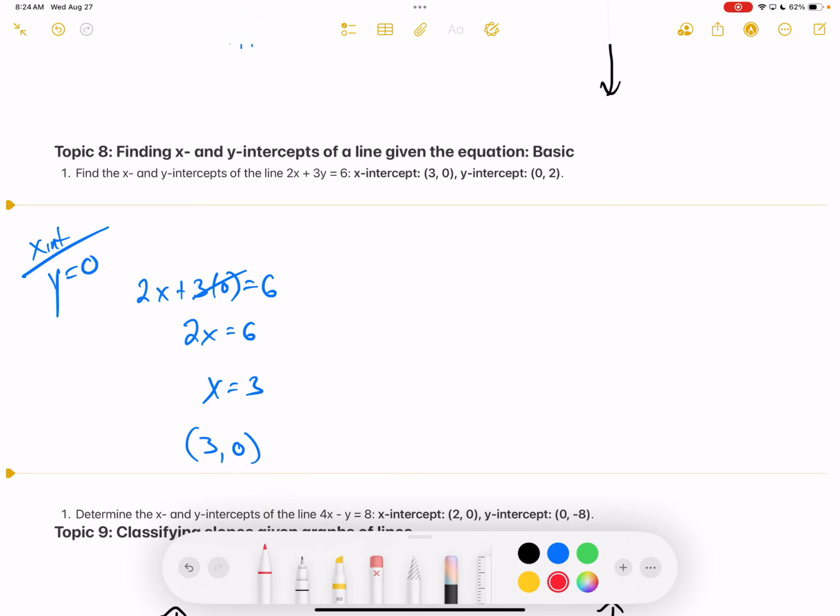So to find the x-intercept, you make y be 0. To find the y-intercept, you make x be 0. So you always make the opposite one be 0. So to find the y-intercept, you make x be 0. So I plug a 0 in for my x. Again, 2 times 0 just goes away. So you have 3y equals 6. Divide by 3 and y is 2.